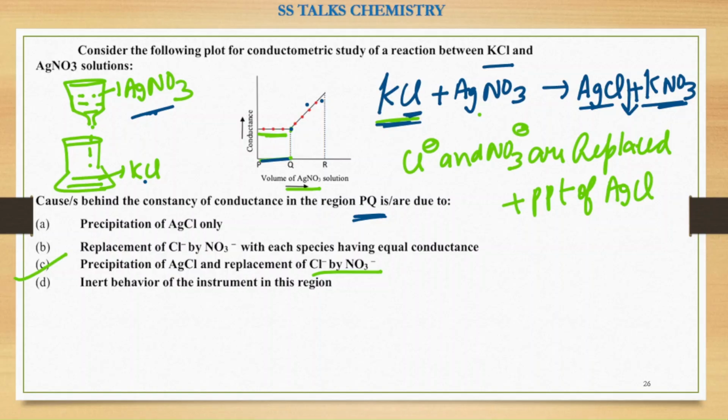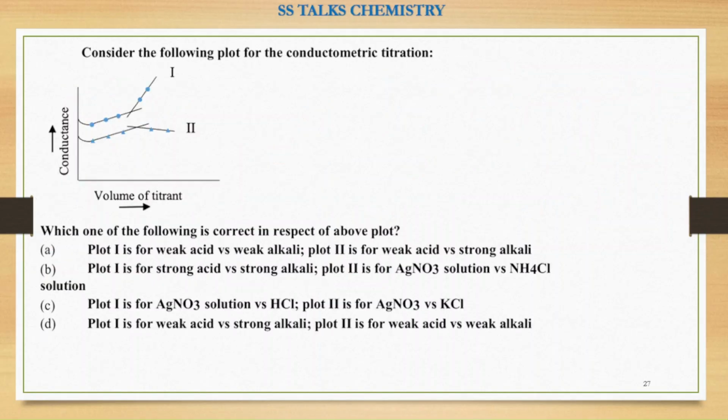Okay, next we have this question. Consider the following plots for the conductometric titrations. You have to find out which of the plots is for which of the titrations, that is, for the weak acid, weak base, or which type of acid-base conductometric titration curve you are getting.